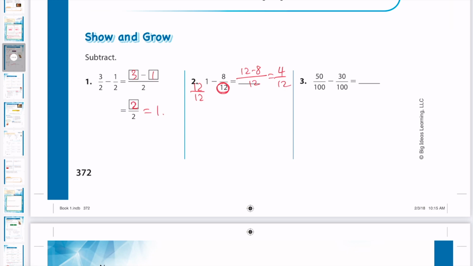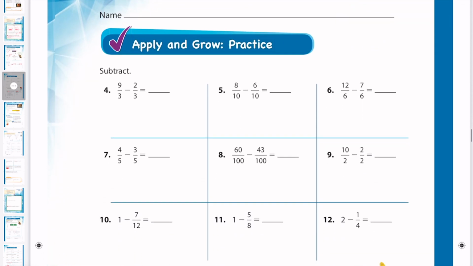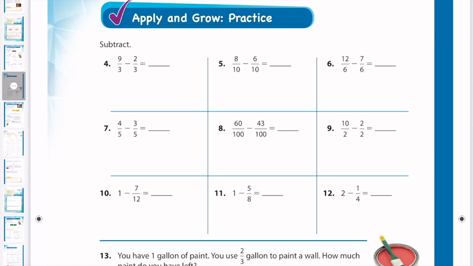All right, number 3. 50 minus 30 over 100 is 20 over 100. That easy. All right, number 4. From this page, as you know, you need to practice by yourself and find out the answer and then check your answer with my video, okay? Good luck. I will see you soon.